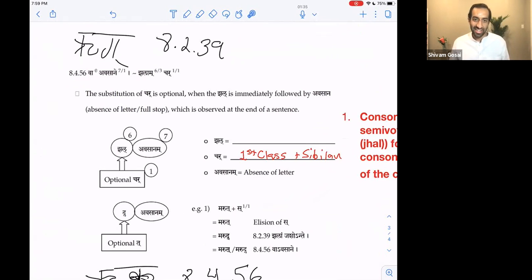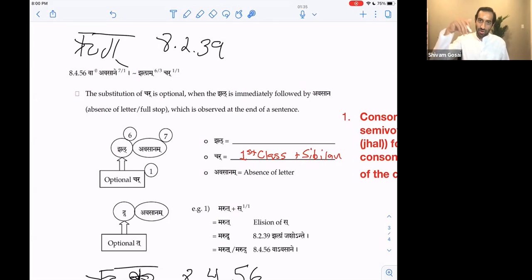And what it says is, this is called vavasane. Va means it's optional at the avasana, if there's an absence of a letter or a full stop. If there's nothing after the jal, then it optionally becomes char. What is char? First class plus the sibilants.